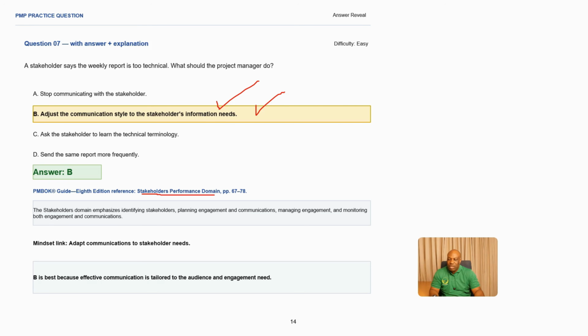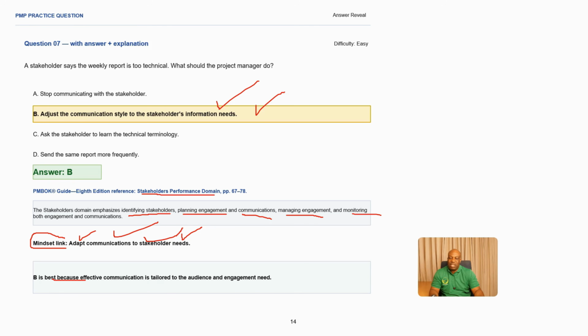Okay. So what does it say? It says the stakeholder domain emphasizes identifying stakeholders, planning engagement, communication, managing engagement, and also monitoring both engagement and communication to the stakeholder. In terms of mindset, what mindset are we talking about here? You need to adapt communication to stakeholder needs. Not every communication should be sent to stakeholders. It has to be tailored based on their needs. So making B the best answer because the effective communication is tailored to the audience and also engagement needs.